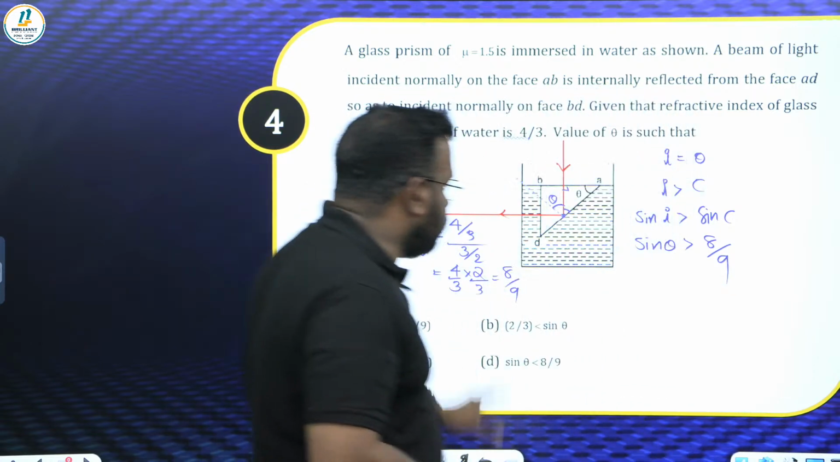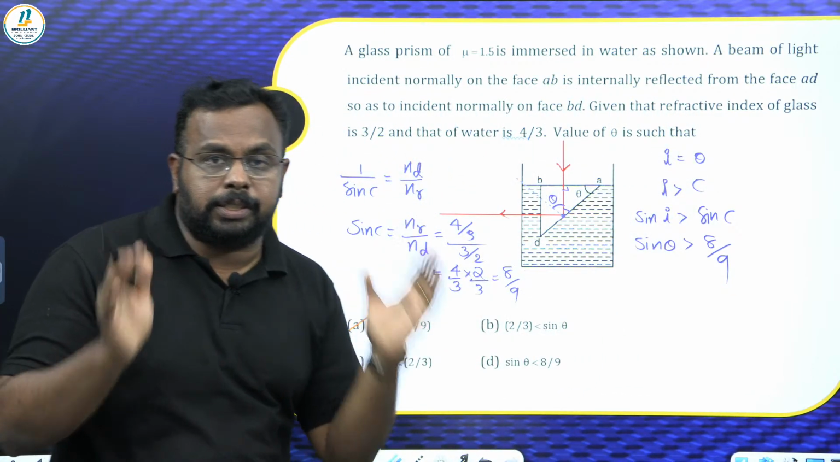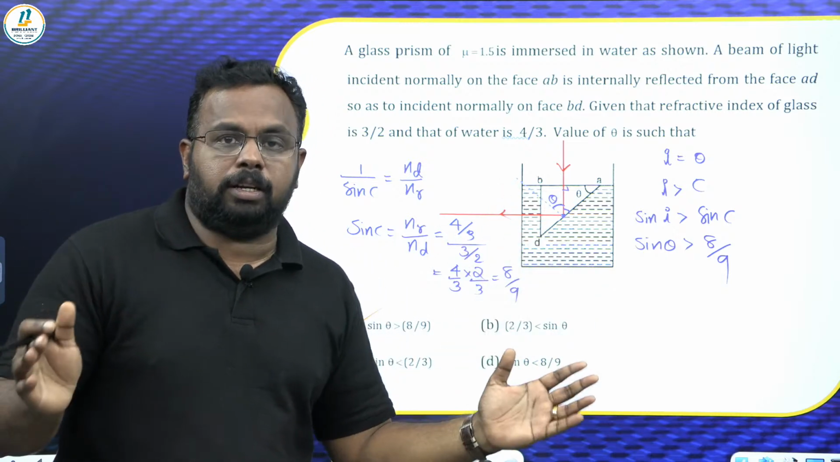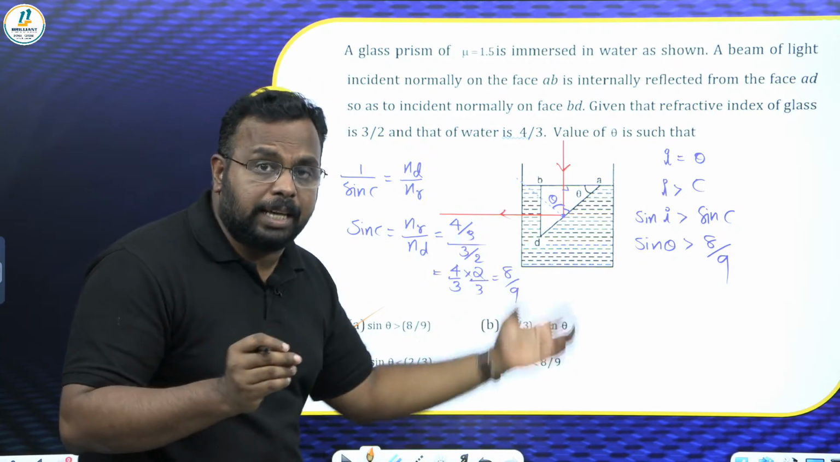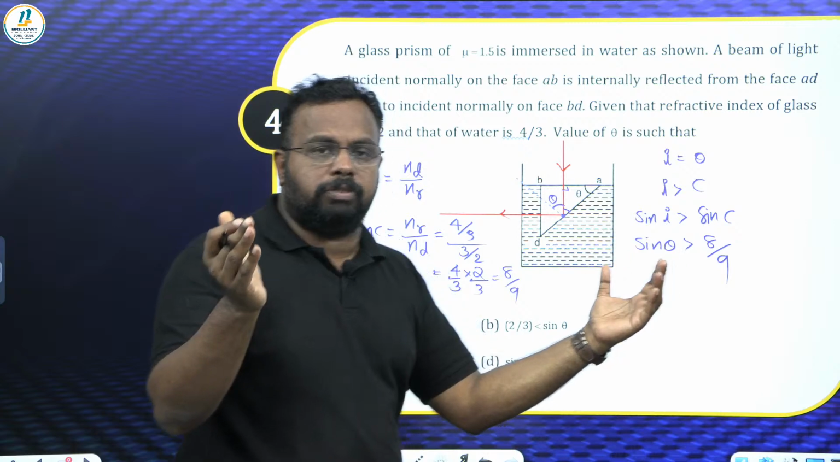Satvik, very good. So please note what concept we are using here. It is TIR, the condition for total internal reflection. You have to analyze which is rarer, which is denser. Just recall the formula and substitute.